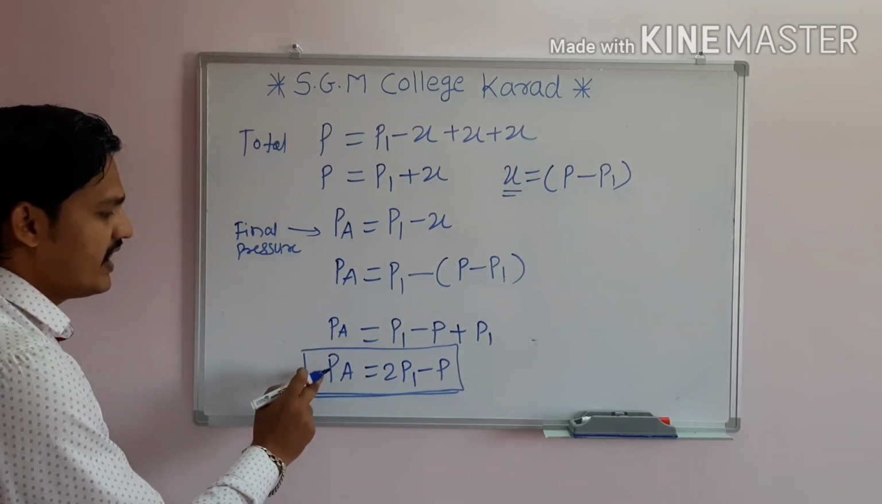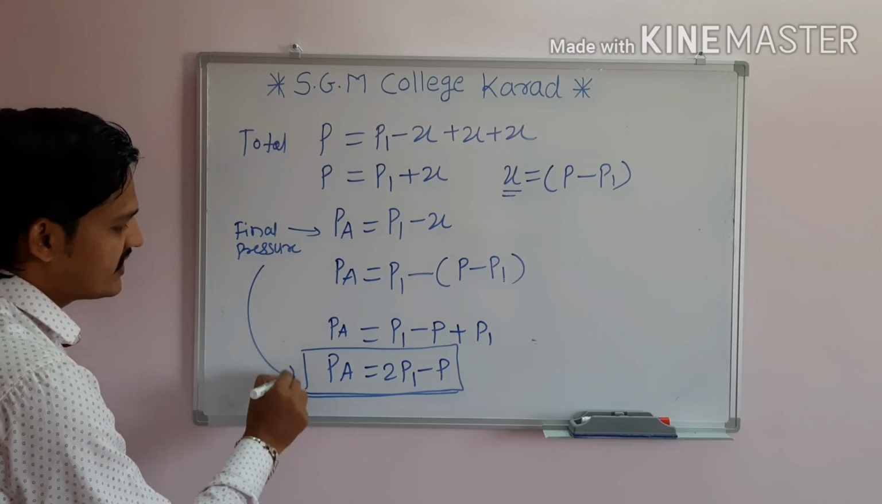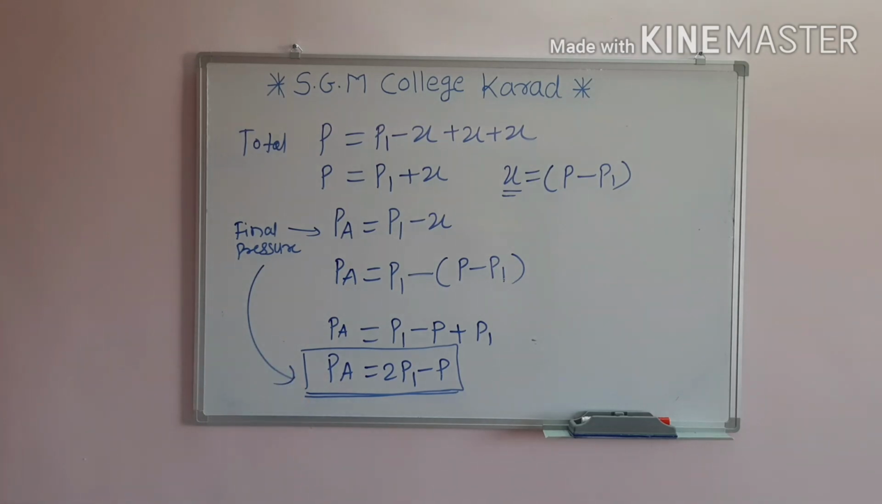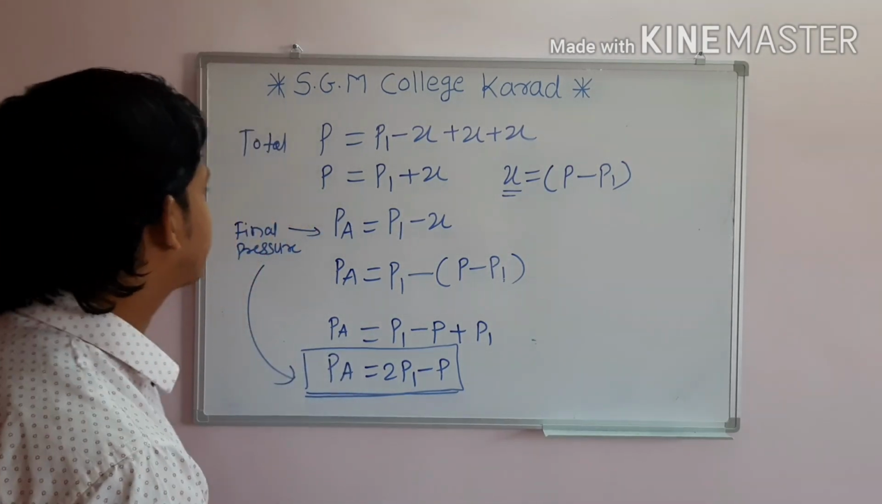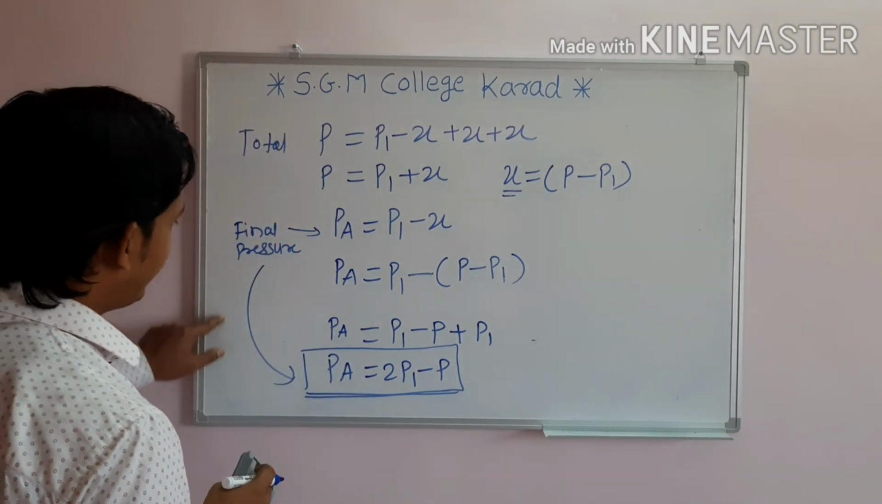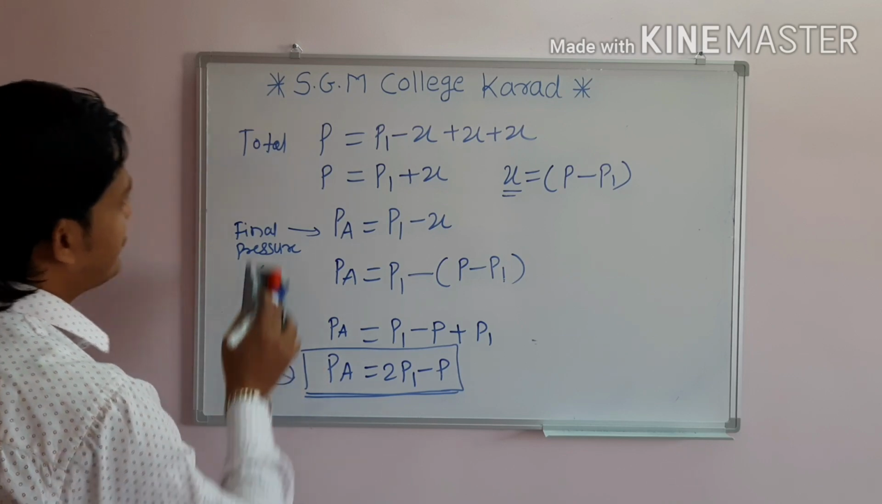We have calculated the final pressure, that is PA is equal to twice of P1 minus P. Please take a screenshot of this derivation. Now we have completed calculating the final pressure.